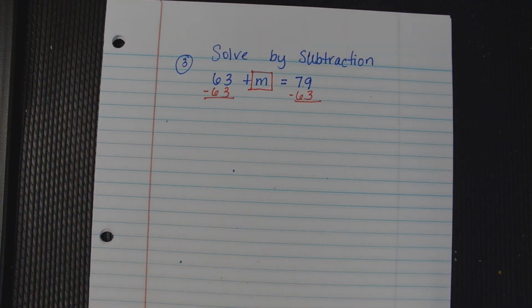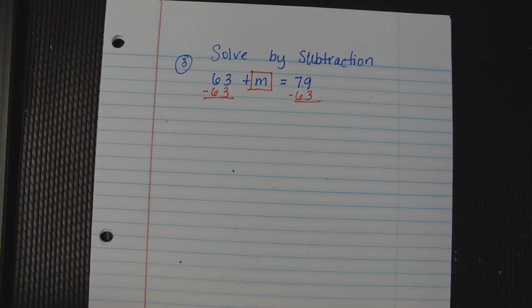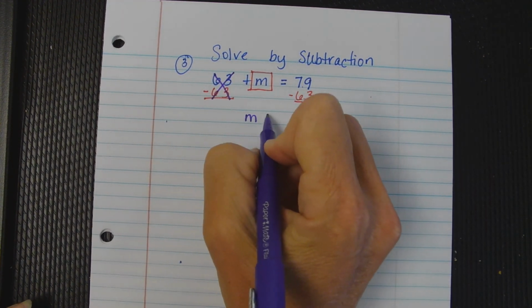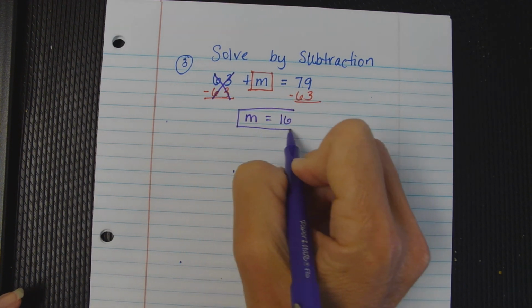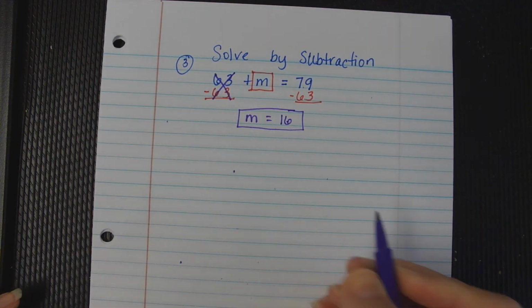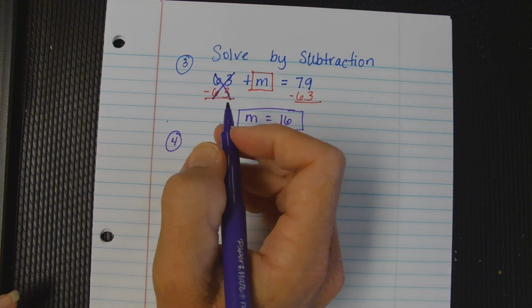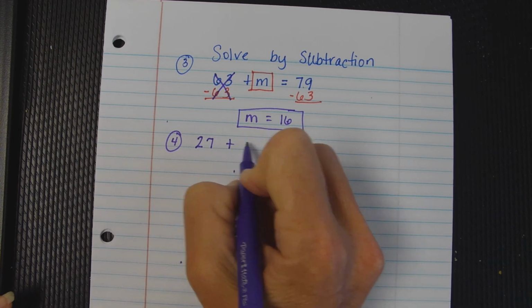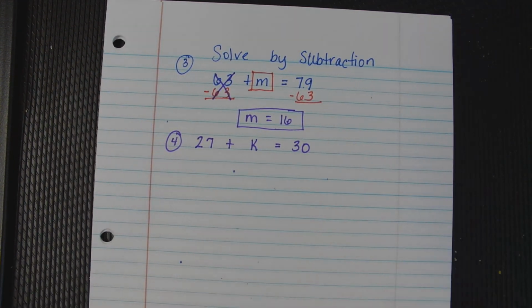Okay, Nate, keep going. So what cancels here? 63, okay? So I'm bringing M down. What's my answer? 16. All right, let's do one more. 27 plus K equals 30. All right, do that one.